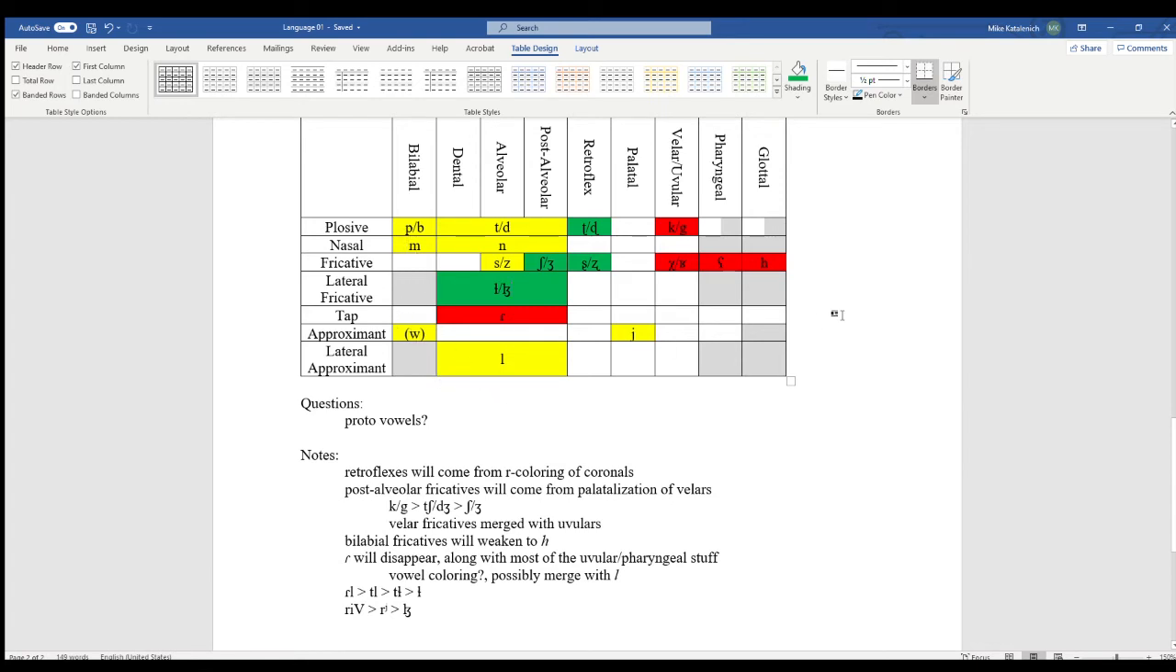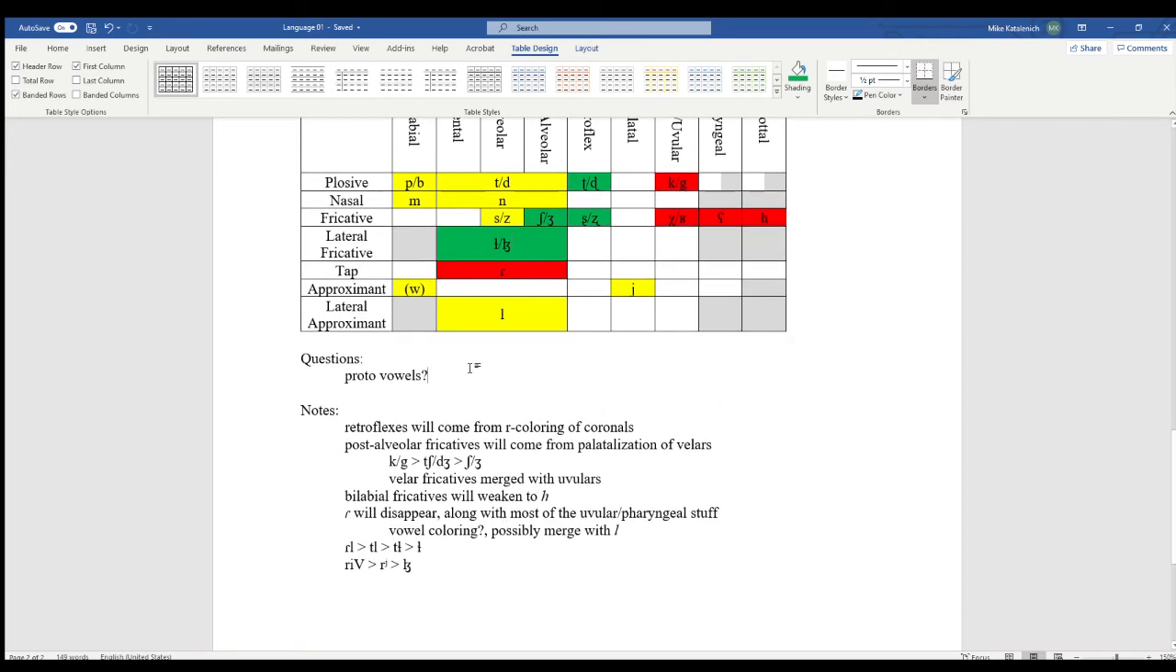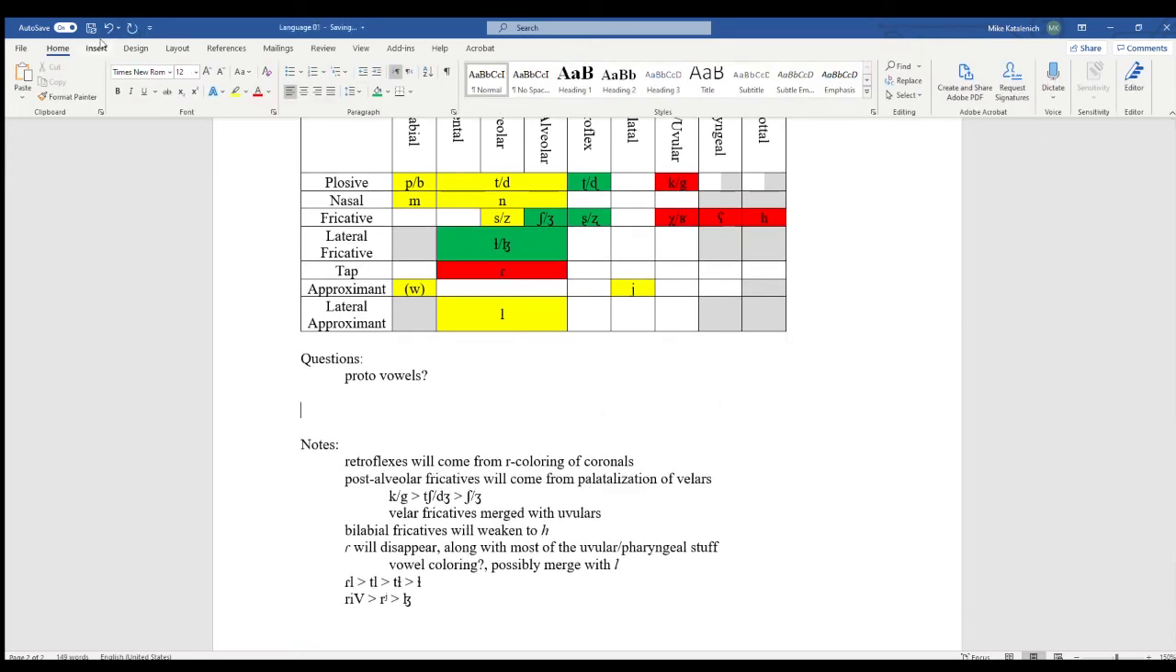Perfect. I think that's good. I think we're there. I think the only thing left is vowels. And can I whip vowels out in just a couple minutes? Yeah, I can whip vowels out in just a couple minutes. No problem. Vowels. Pretty easy.